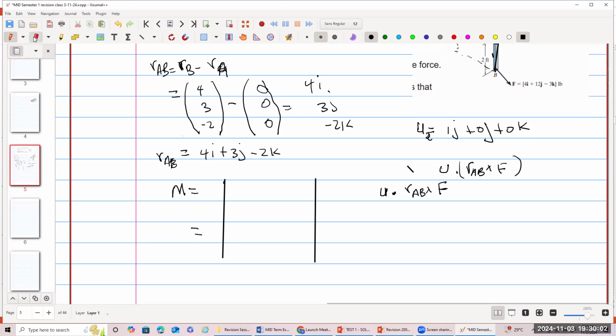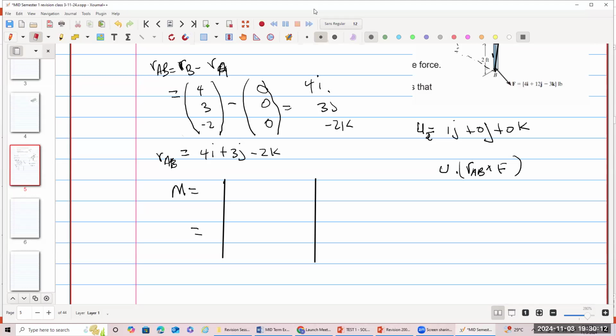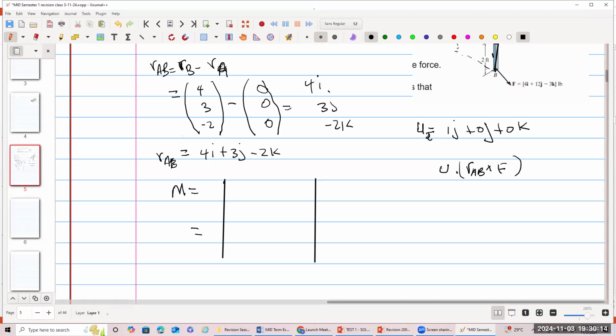So let's erase what is down here, but we need this line. All right, let's put it in now. So we know u already. The value is 1, so i is 1, j is 0, k is 0, and r and F. So this is u. So r now is 4, 3, minus 2, and then the force now was 4i.